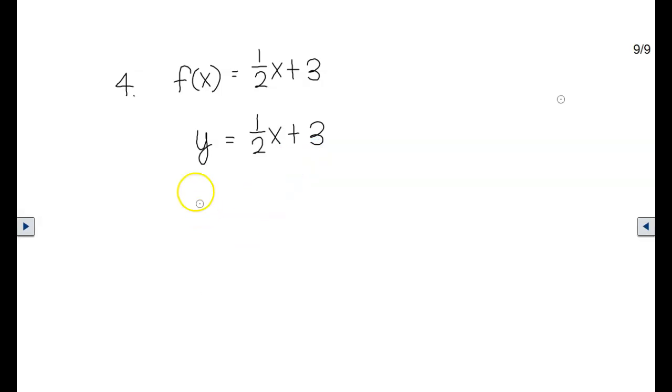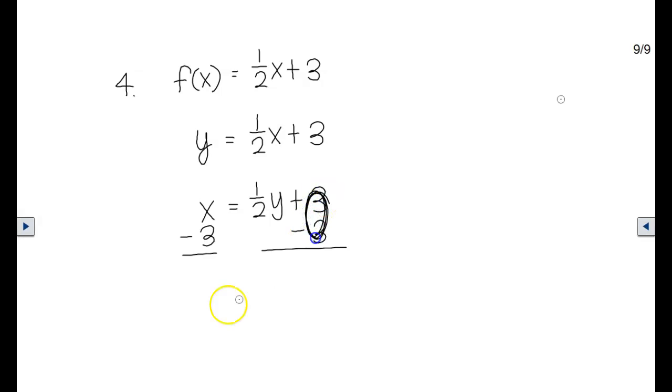Step 2, let x and y switch. So that'll make it x equals 1/2 y plus 3. Now I'm going to get y by itself again. Okay, so I have 1/2 times y plus 3. So to get y by itself, one thing I'll have to do is subtract 3 on both sides. 3 minus 3 zeroes out. So I have x minus 3 is equal to 1/2 y.